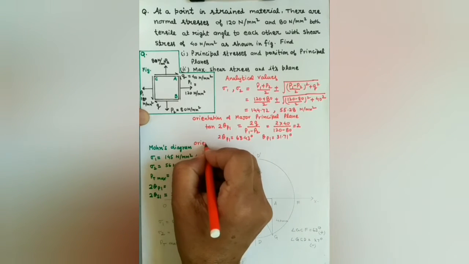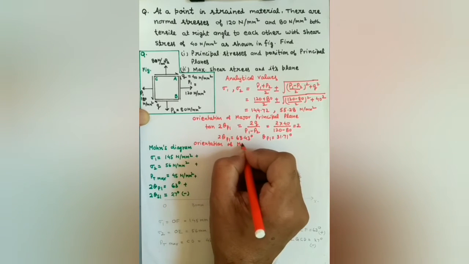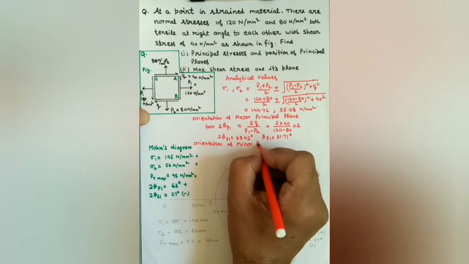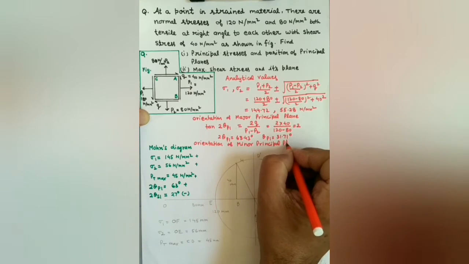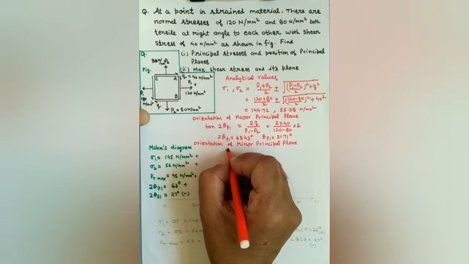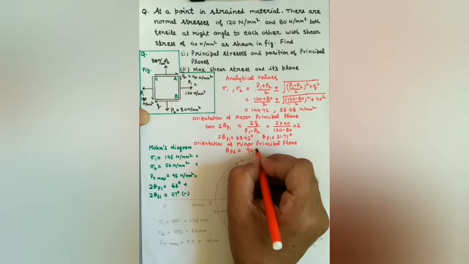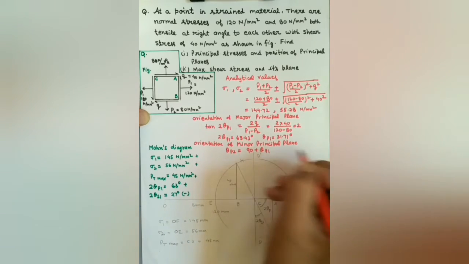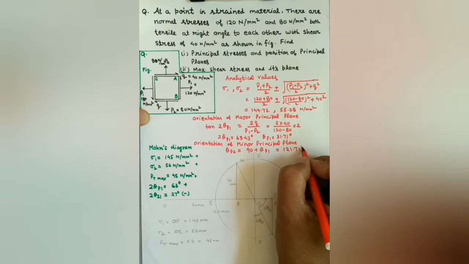Now the orientation of minor principal plane, that is angle theta P2, since major and minor principal planes are 90 degrees apart, we can calculate theta P2 is equal to 90 plus theta P1, which gives value 90 plus 31.71 equal to 121.71 degrees.